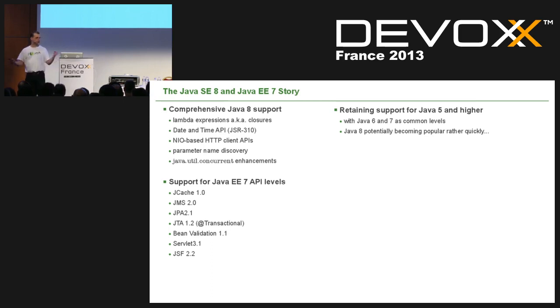Of course, we're going to support Java EE 7, right? We're a very big stakeholder in that. We believe in a lot of those parts. So JCache 1.0, we already support JCache. If you're using Spring 3.2, which came out last year, you can use JCache years ahead of everybody else, which is kind of ironic.